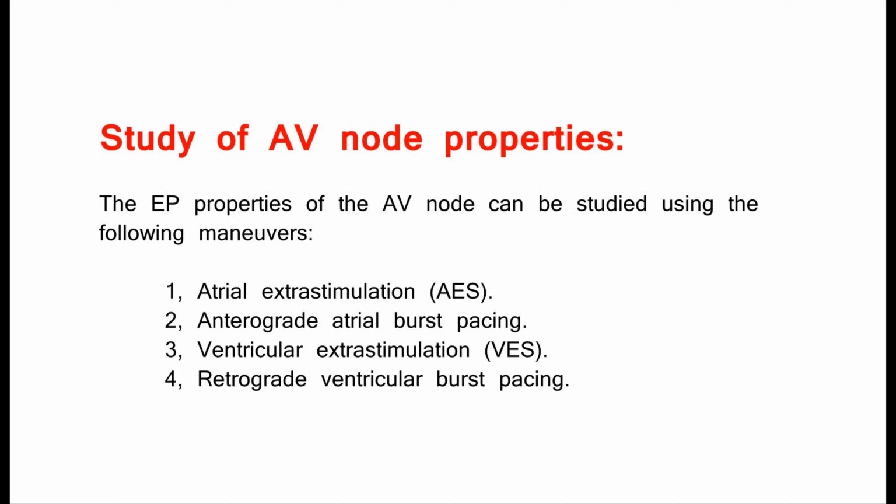Study of AV node properties. The EP properties of the AV node can be studied using the following maneuvers. 1. Atrial extrastimulation, EASE. 2. Anterograde atrial burst pacing. 3. Ventricular extrastimulation, VES. 4. Retrograde ventricular burst pacing.